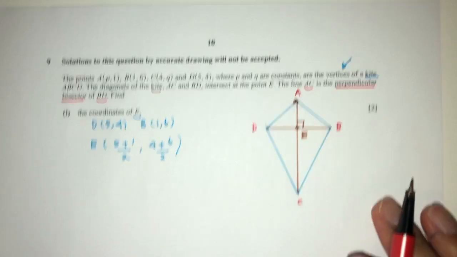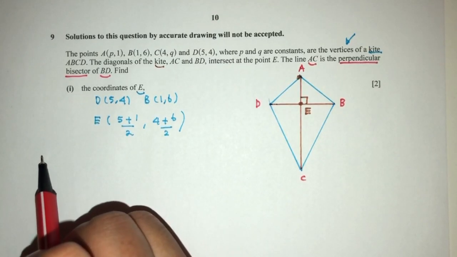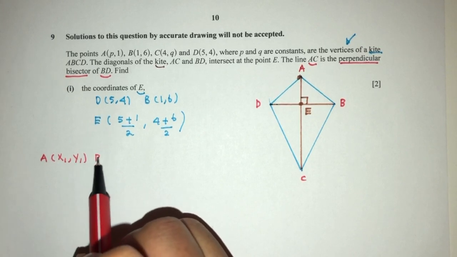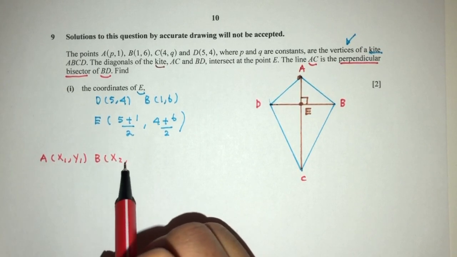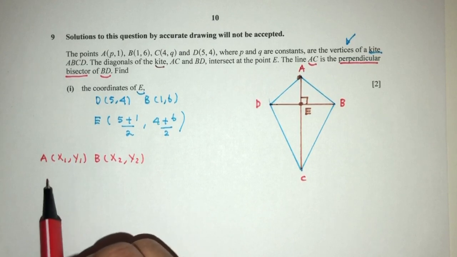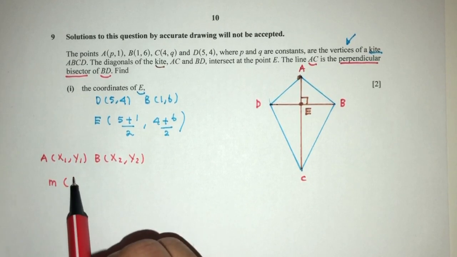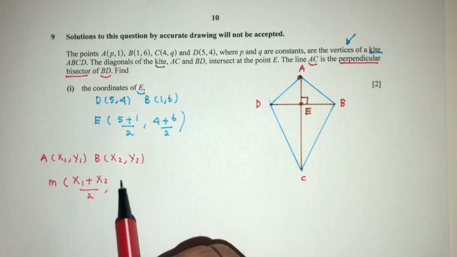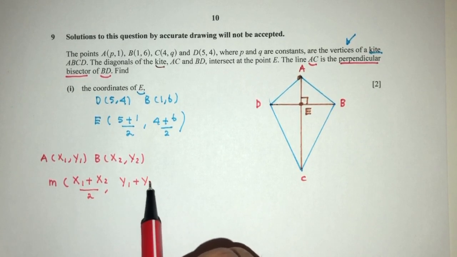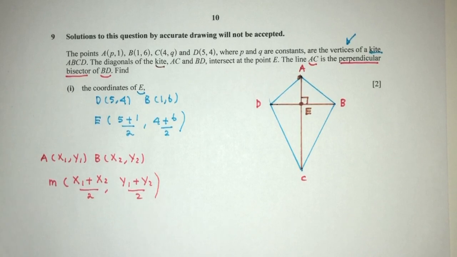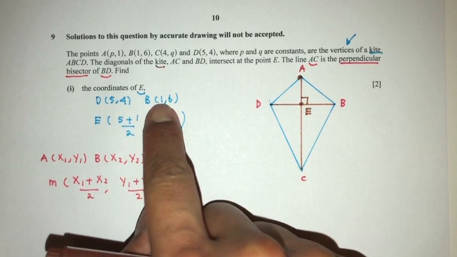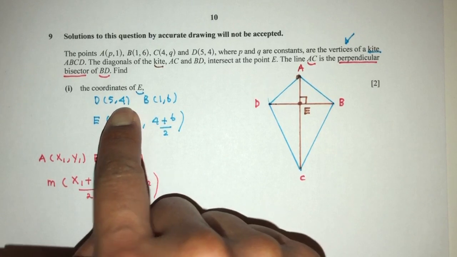For example, let's say we have the point A, which is (x1, y1), and the point B, which is (x2, y2). So we don't know the points. The idea is that the midpoint has to be (x1 plus x2) over 2 and (y1 plus y2) over 2. So same thing here, replace those 2 points. That will be (x1 plus x2) over 2, (y1 plus y2) over 2.